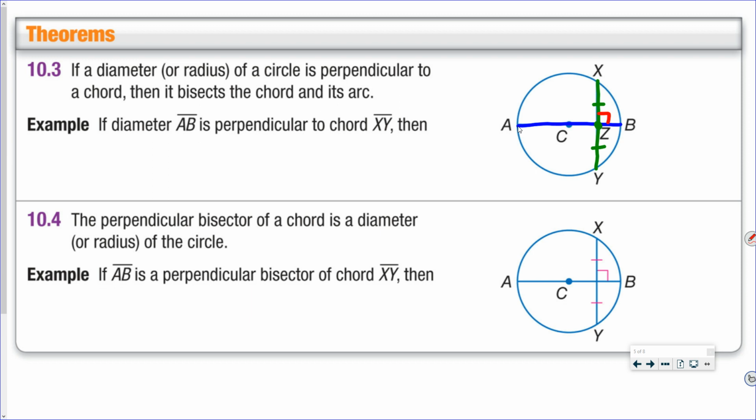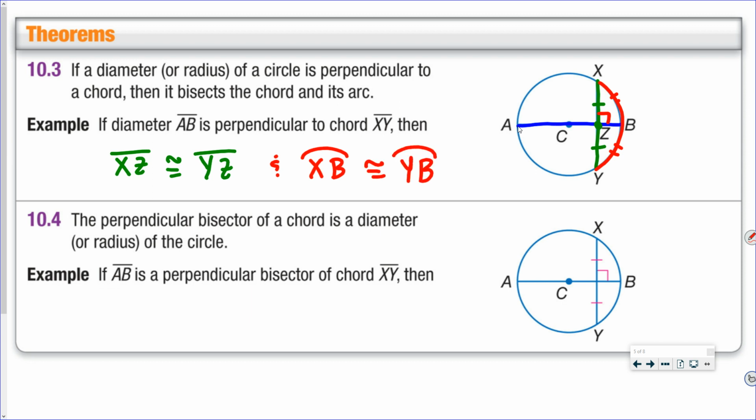Now, it not only bisects the chord, but it also bisects the arc that the chord forms. So this arc would be split into two congruent pieces as well. All of that information applies if we have a chord perpendicular to the diameter or a radius. So in this case, XZ would be congruent to YZ, and arc XB would be congruent to arc YB.